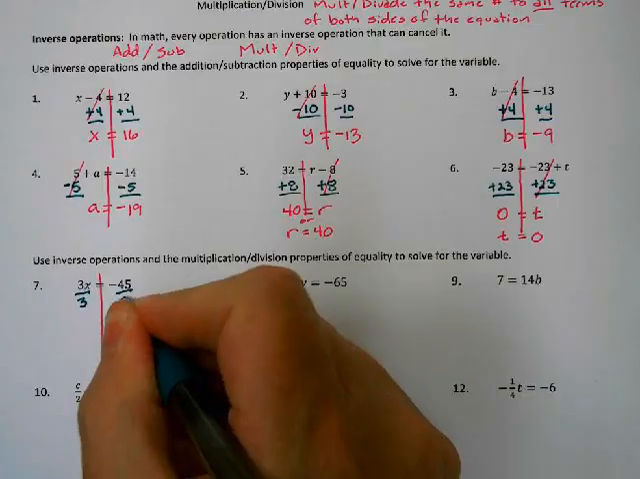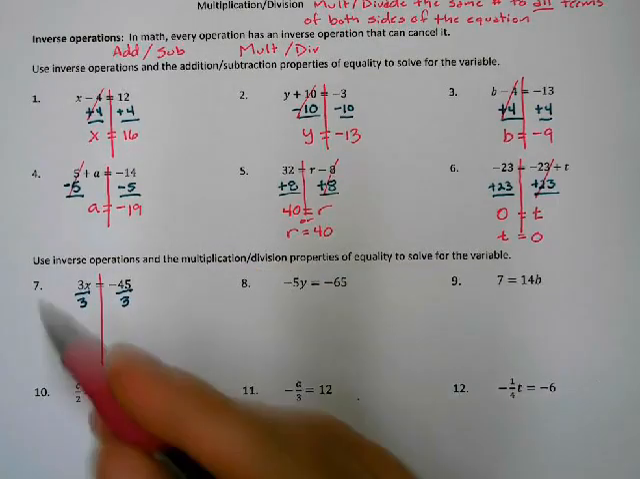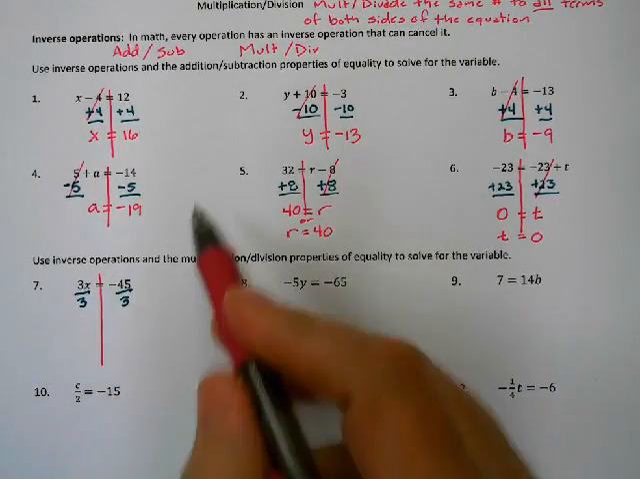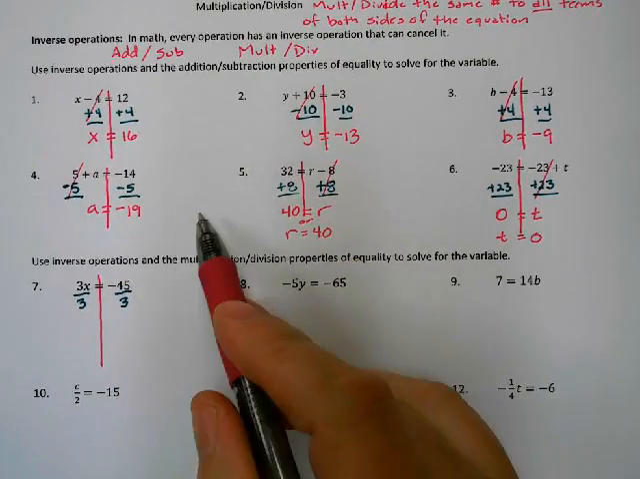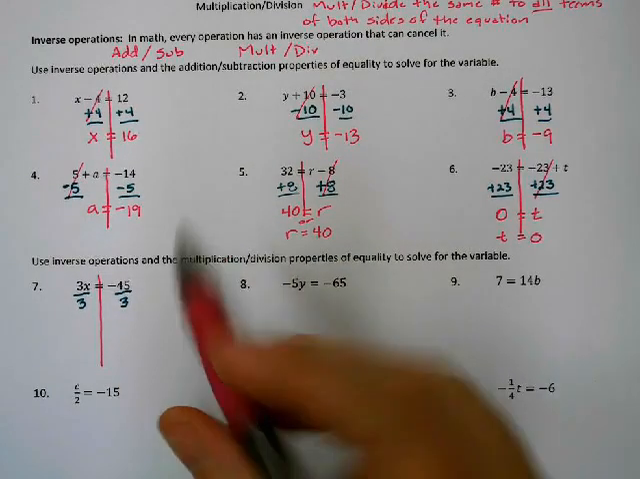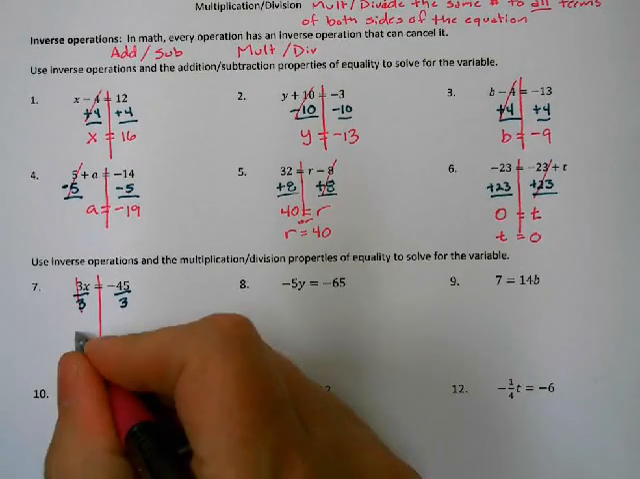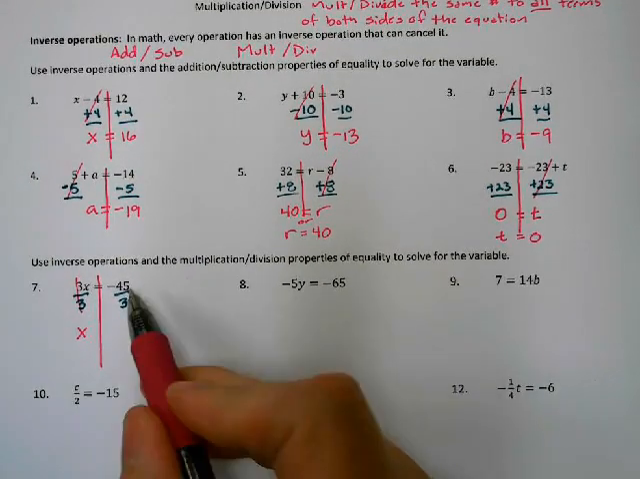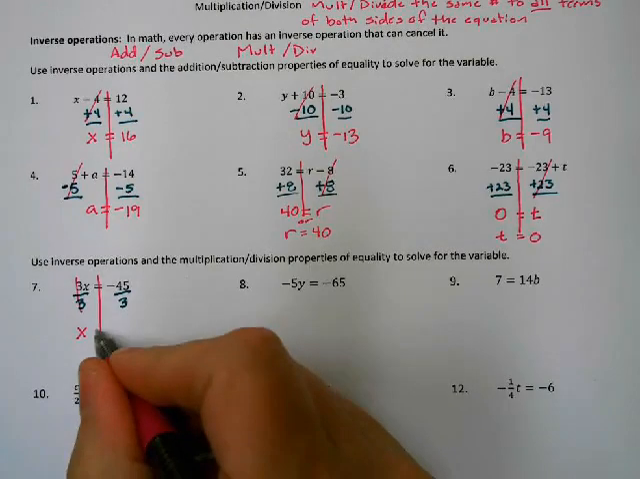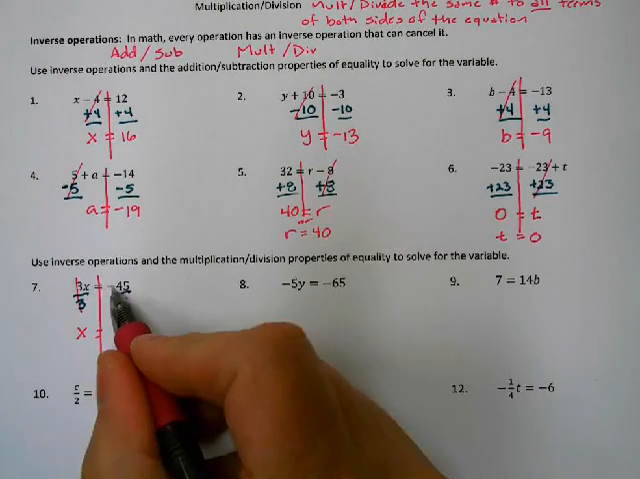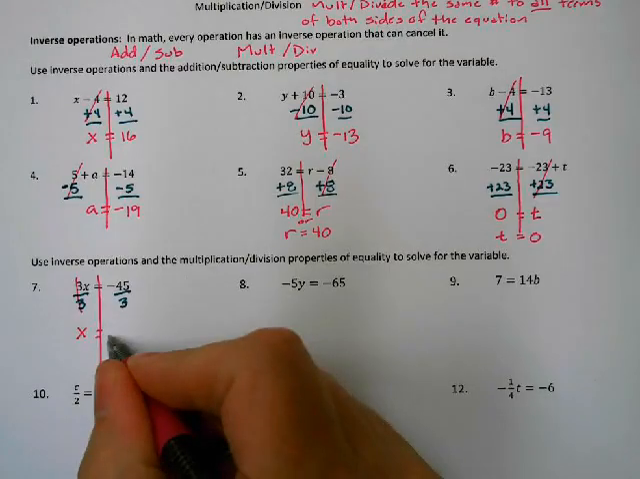Now, when you divide by 3, you're not getting 0 like you were in the addition property and the subtraction property of equality. You're making a 1. So that's becoming 1 over there. So 1x, or just x. And then over here, 3 goes into 45 15 times, and it's negative because it's a negative divided by a positive. So negative 15 is our answer.